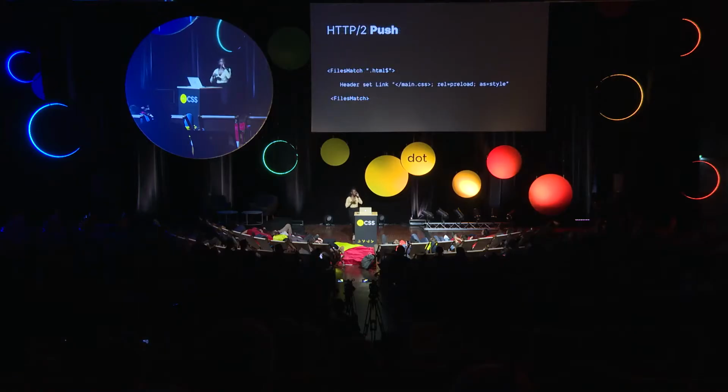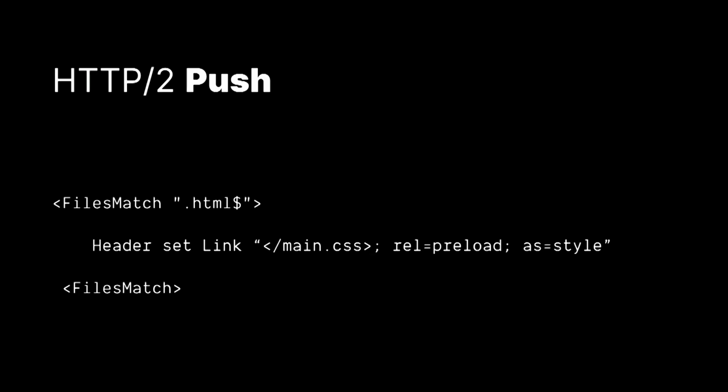We can also do a similar thing on the server side with HTTP2 push. This allows us to essentially preemptively serve a resource without even needing the page to request it. So basically what I'm doing here, in this example, is saying that whenever an HTML file is being requested, you just set this link to serve up the style sheet.